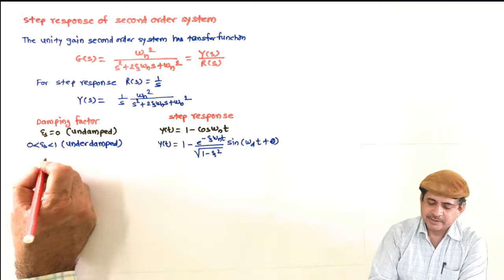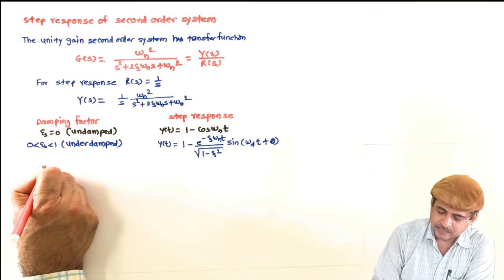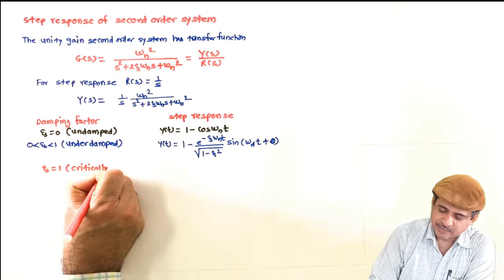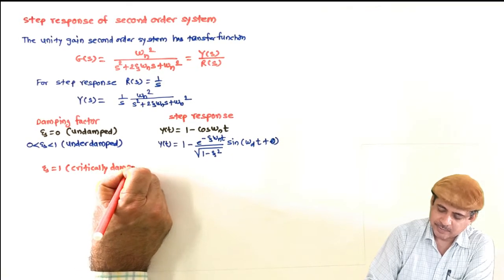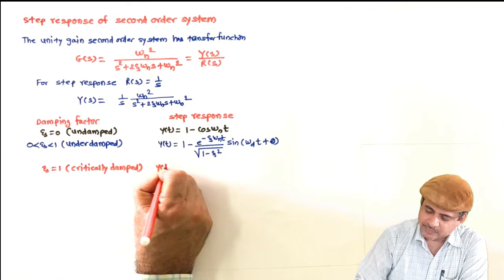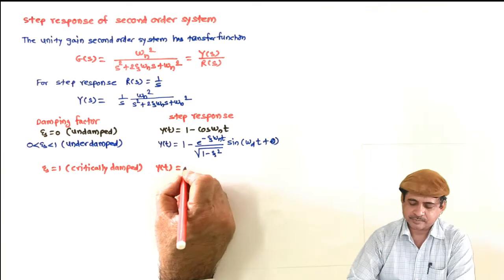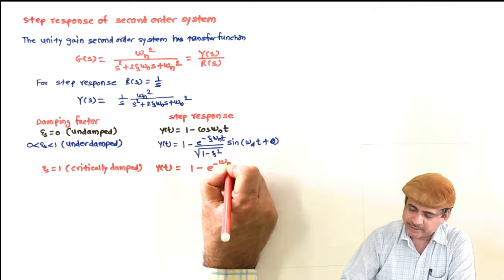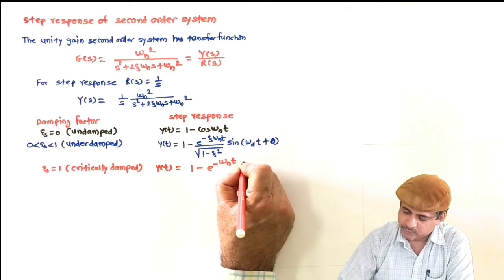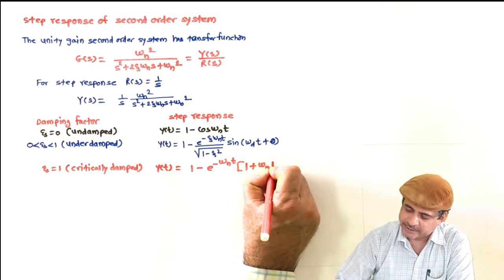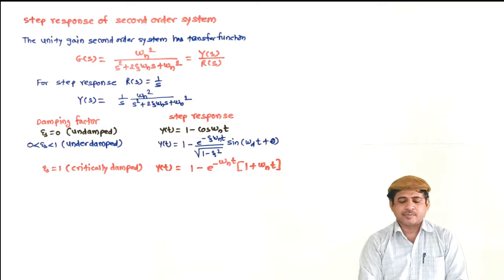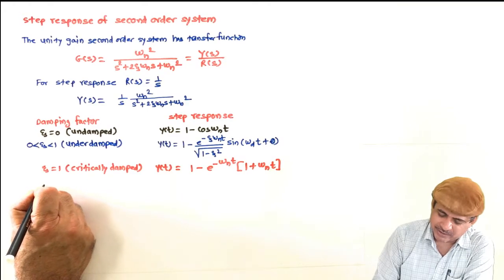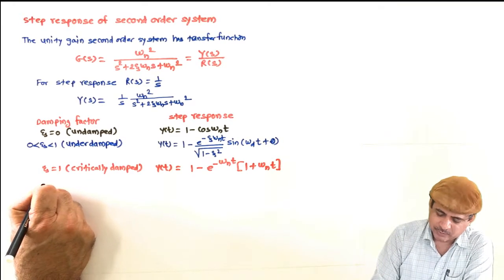Then the next case is zeta equal to 1, that is critically damped. And for this case, y(t) is given as 1 minus e raised to minus omega n t into 1 plus omega n t. And lastly, the overdamped case. Actually, this overdamped case is not at all required, but let us see what exactly it is.